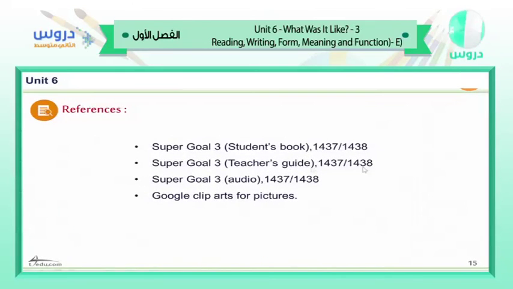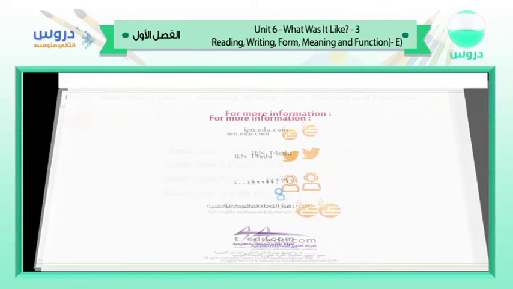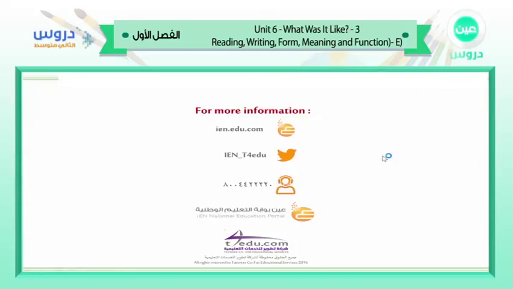These are the books that can help you, and maybe you can use Google: Super Goal 3, the student book, maybe the teacher book, and the audio for Super Goal 3. You can go to Google Clip Art for pictures if you want more. And those are the contact numbers for Tatweer Company, for the AIN website.